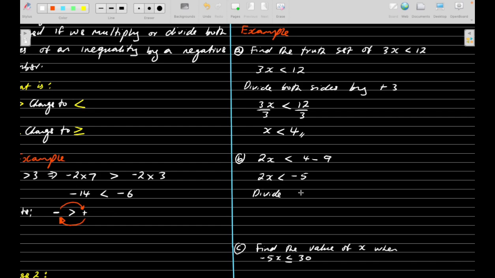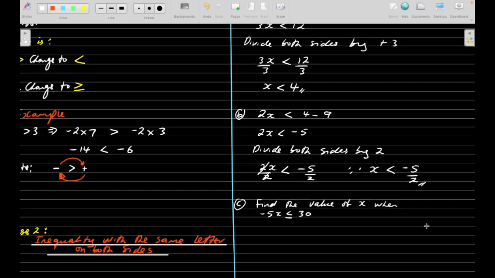To find the value of x, we divide both sides by 2, which is the coefficient of x. So we have 2x over 2 less than minus 5 over 2. Therefore, x is less than minus 5 over 2. So that will be our final answer.